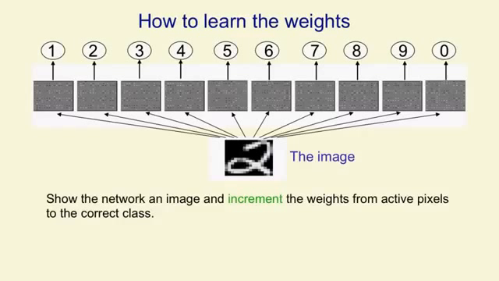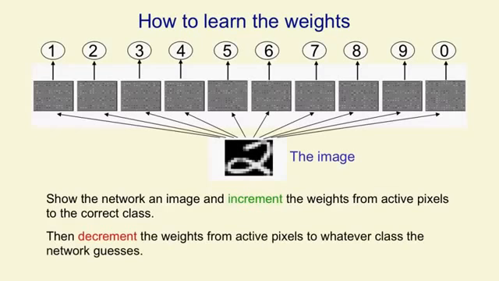If we just did that, the weights could only get bigger, and eventually every class would get huge input whenever we showed it an image. So we need some way of keeping the weights under control, and what we're going to do is also decrement the weights from the active pixels to whatever class the network guesses. So we're really training it to do the right thing rather than the thing it currently has a tendency to do. If, of course, it does the right thing, then the increments we make in the first step of the learning rule will exactly cancel the decrements, and so nothing will change, which is what we want.